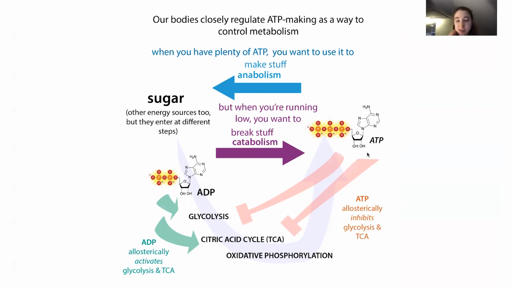And this just means that the ATP isn't binding in the active site. It's not competing directly for the substrates of those enzymes. So it's not binding in the active site where the things that get broken down bind. It's binding somewhere else, but it's changing the shape of the enzyme so that it either won't bind those other things or it won't be able to process them efficiently. So when you have a bunch of ATP, it's going to bind to those enzymes in a way that inhibits them.